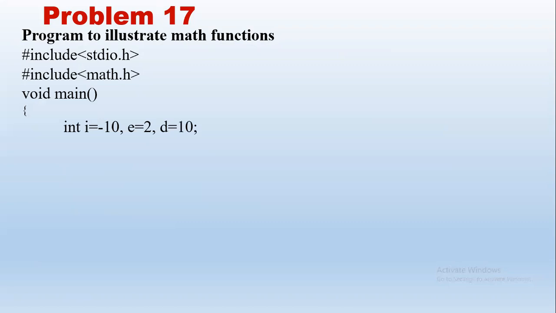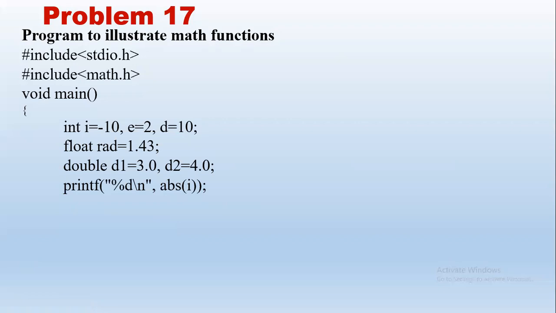So in the main function, we are declaring the required variables to see the illustration of different mathematical functions. So random values are given. Any value may be given. Here we take three integer variables: I with a negative value, -10, E is an integer with the value 2, and D is taken as 10. Next, we take a floating point variable, radian, with the value 1.43. Next, we declare two double variables: D1 is 3.0, D2 is 4.0.